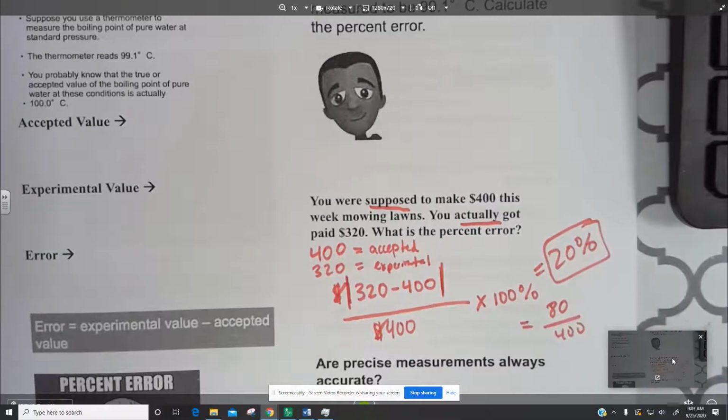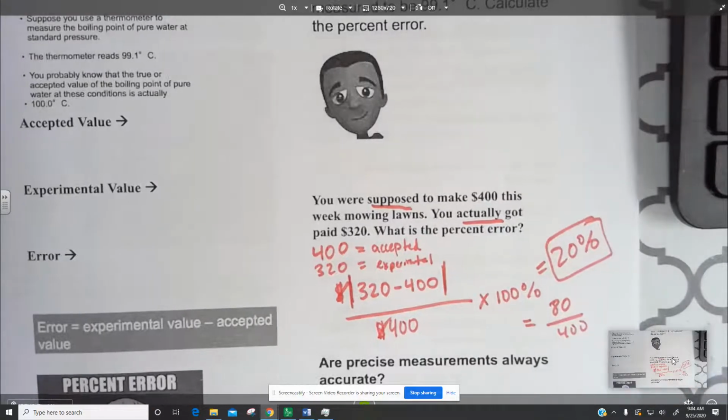Okay, so let's think about this. Let me move this other way so you can see it. You were supposed to make 400 mowing lawns this week, but what really happened was $320. So there was a 20% error in the amount of money you made this week from mowing lawns in the wrong direction. That's not a good thing. If you're supposed to make 400 and you really get paid 320, that's not good. Okay, that's a 20% error in the wrong direction. All right, so that's the one on your paper.